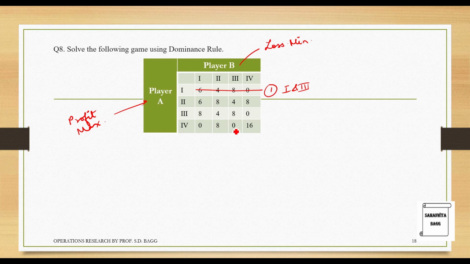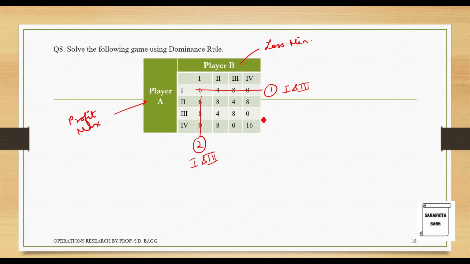I'll go for column scanning and cancellation. This is less, this is more. So not possible. Compare 1 and 3. This is more, and this is 0. So I can cancel out this value because it is giving more loss. So this is the second one. I have compared 1 and 3. Now I can compare, and nothing really works over here.